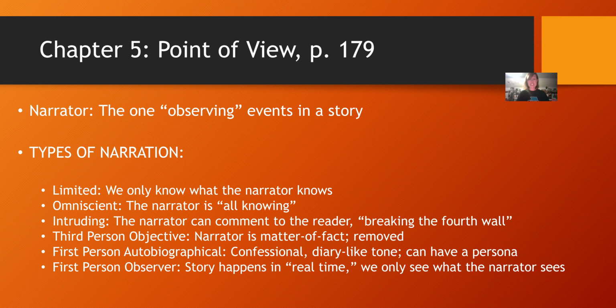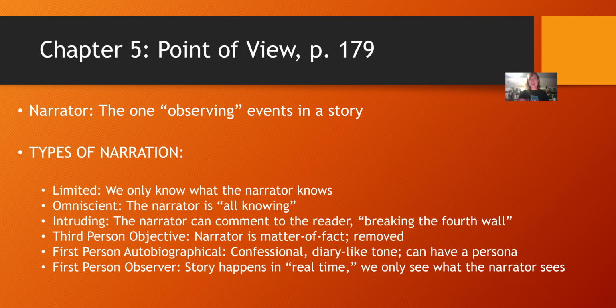Third person objective is when the narrator is matter of fact. They are removed, emotionless. Think Morgan Freeman in March of the Penguins. Think any National Geographic or Planet Earth documentary. That narrator doesn't have any emotion. They don't have any stake or presence in the actual place the story is taking place in, but they understand what's going on and are just giving us very matter-of-fact, objective details.